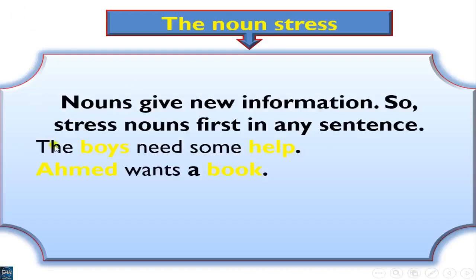Example, the boys need some help. So I stress on boys, help. Ahmed wants a book. What does Ahmed want? A book. So stress book. Who wants a book? Ahmed. So I stress Ahmed. So what gives me the meaning? Ahmed, book. Boys, help. This is why we stress nouns in any sentence.